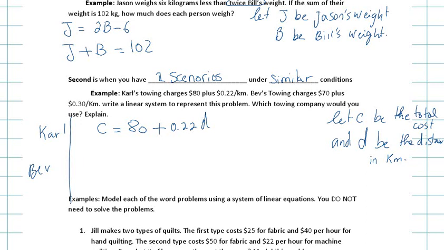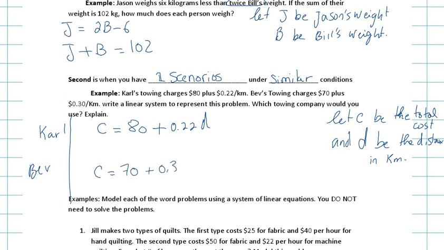So what would be hers? She charges $70 plus $0.3 per kilometer. So how would that be? C equals 70 plus 0.30D. Yeah, that's right. You got it.